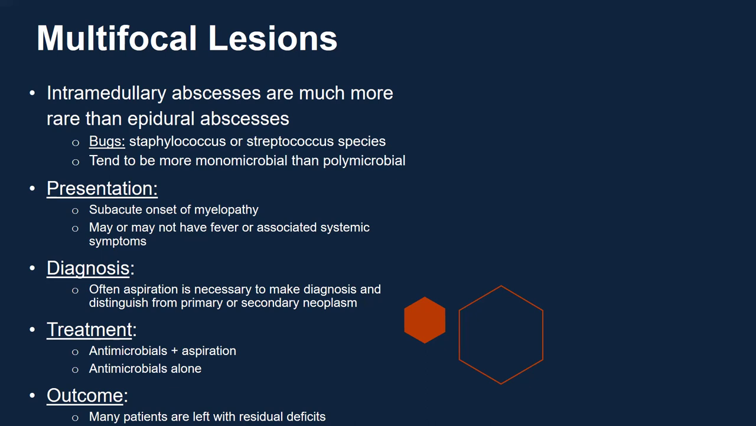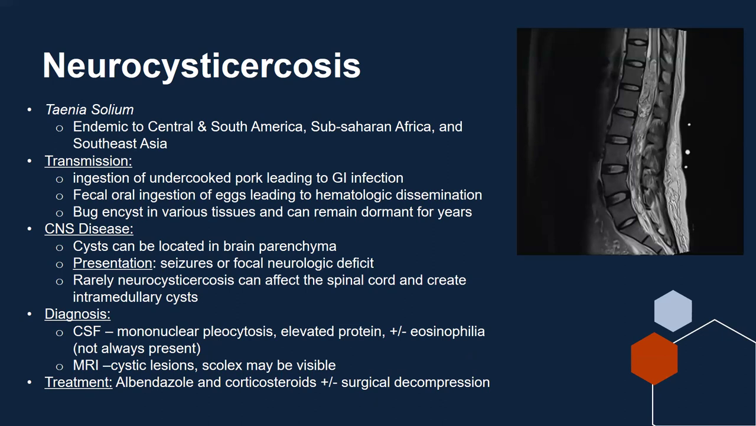Neurocysticercosis typically causes cysts located throughout the brain parenchyma, but can also cause spinal cord disease as well. So this is caused by Taenia solium, which is endemic to Central and South America, Sub-Saharan Africa, and Southeast Asia. It's transmitted via fecal-oral ingestion of the eggs or via undercooked pork. And once ingested, it can encyst and remain in various tissues where it lies dormant for up to many years.